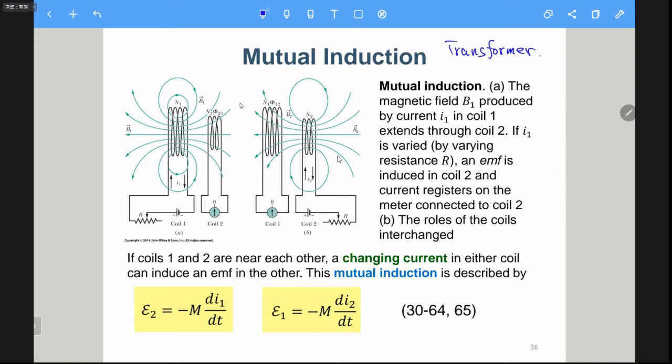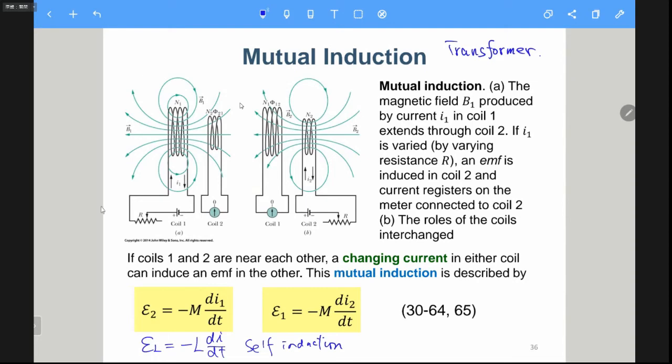Before, we have something like E_L is negative L di/dt, which is like the self-induction. This is the self-induction. Here the setting is different.